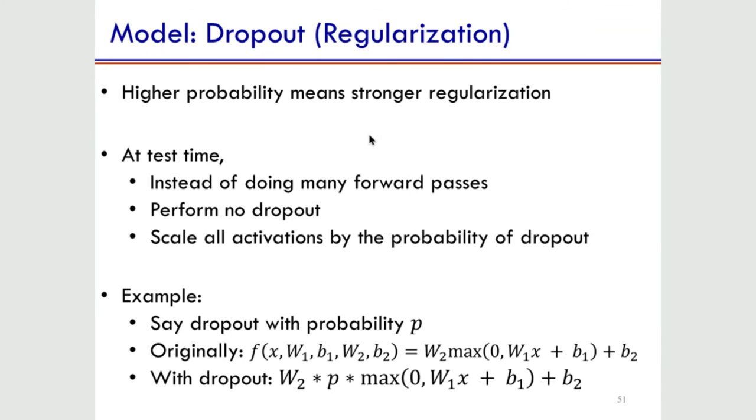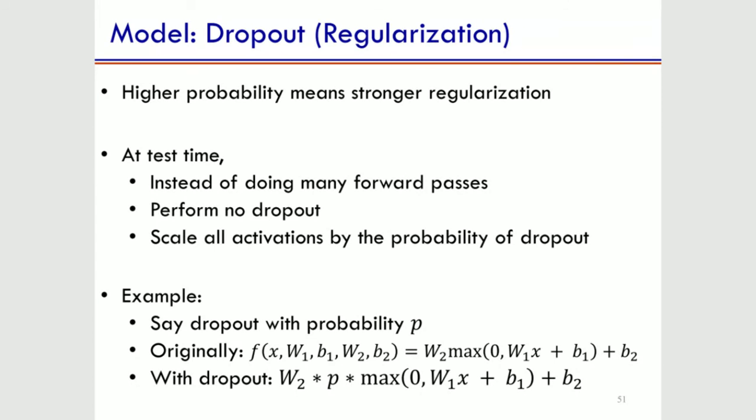And then what we do at test time. So at test time, it's not like you're going to do dropout anymore. We're not going to flip coins anymore. Okay. At test time, we'll do no dropout. But what we can do is scale the activations by the probability of dropout. Okay. This is kind of important because at test time all the neurons are present, as in all the weights are there. All the weights will contribute to the scores, right?